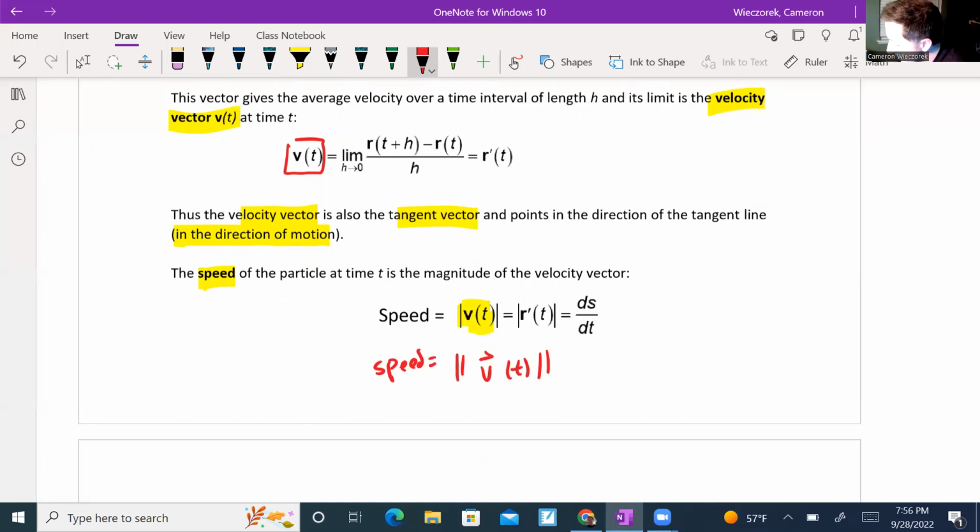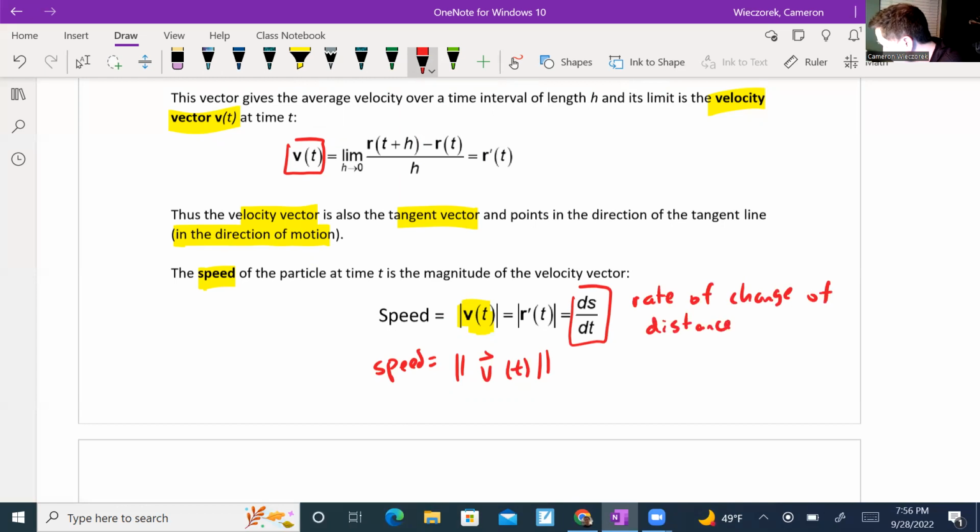Another way of thinking about it is the rate of change of your distance with respect to time. Typically, we'll use s for distance, like arc length. Rate of change of distance, with respect to time. So it's the derivative of distance with respect to time. It is the magnitude of your velocity vector.